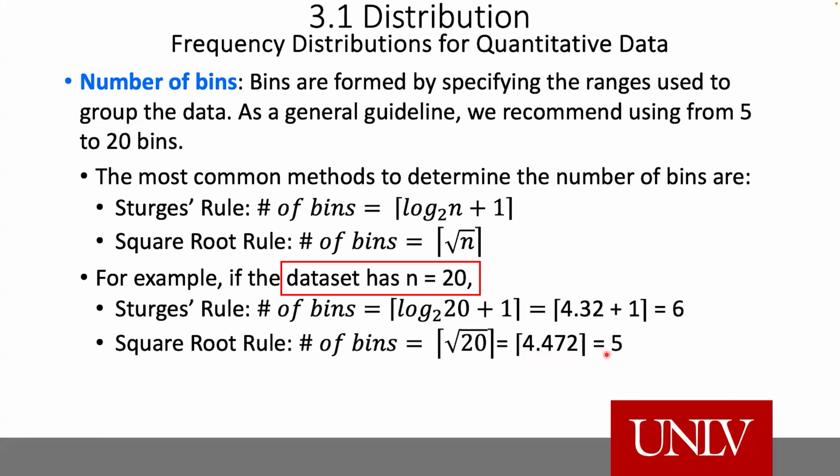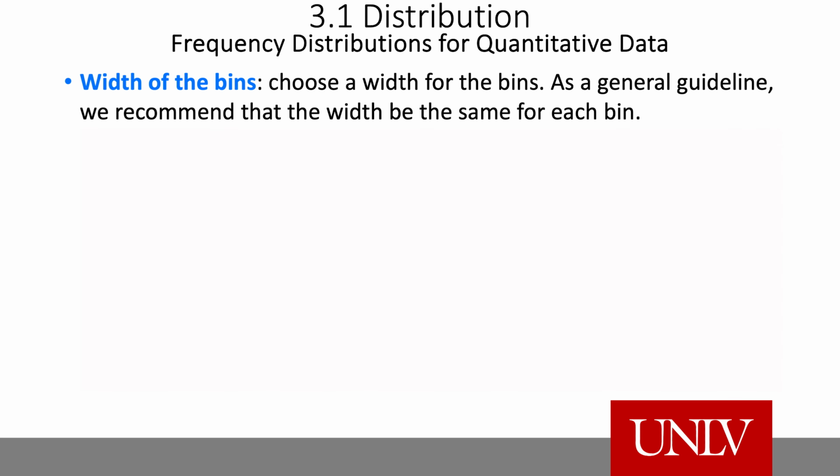And after we know how many bins, we can decide the width of the bins. Width is the range of the bin, like how many numbers will be included in this bin and what would be the least or largest number of this bin. As a general guideline, we recommend that the width be the same for each bin. So we can calculate the width by using the range divided by the number of bins.